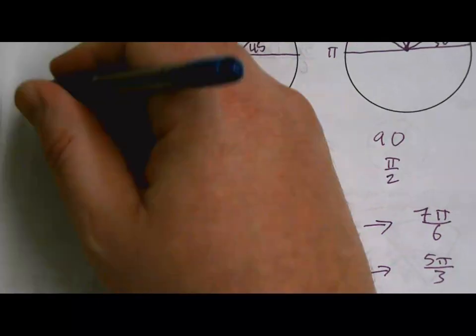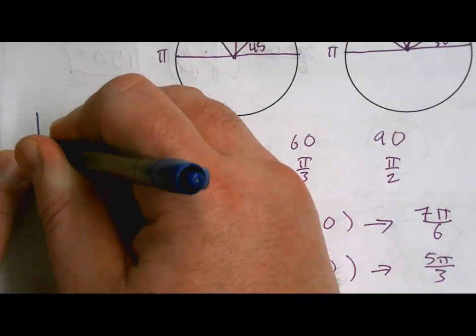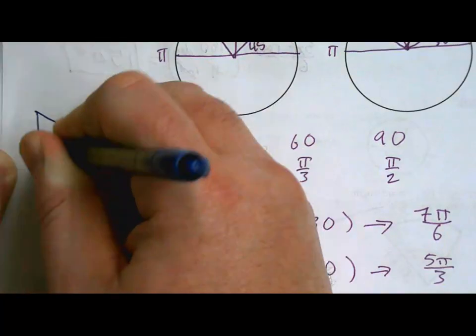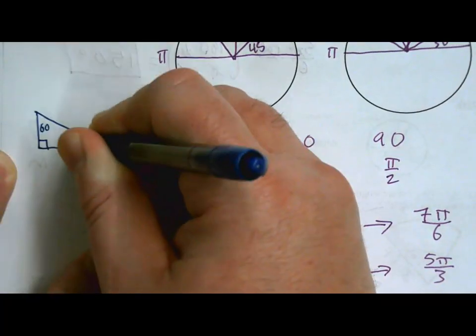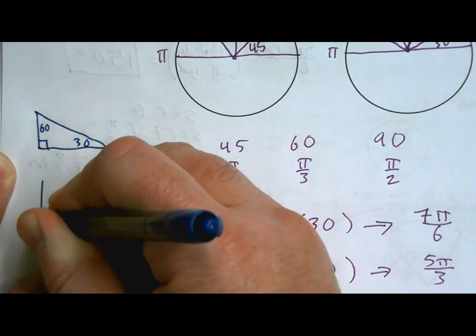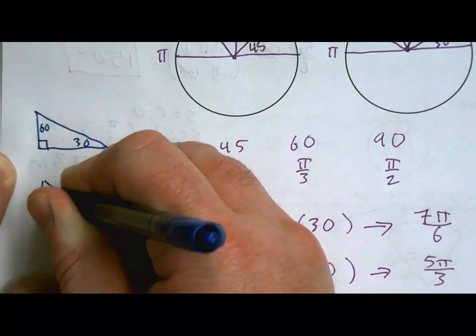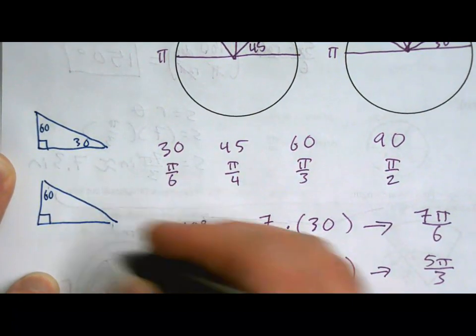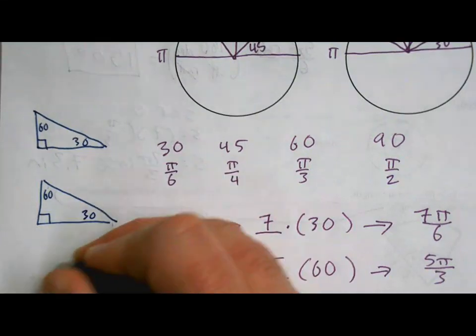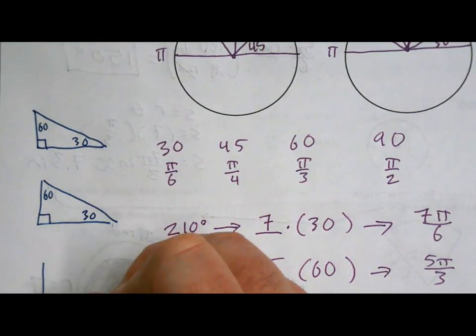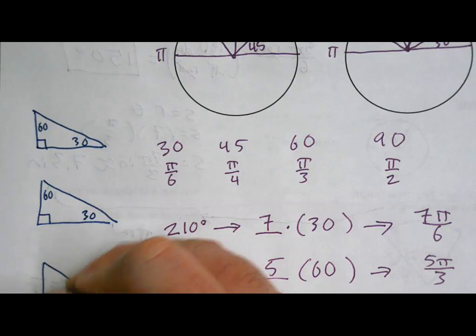Draw yourself two 30, 60, 90 triangles. I'm just doing this on the page that had all our wheels of fun from last time. And underneath that, draw yourself two 45, 45, 90 triangles. And don't put anything else on them for right now.